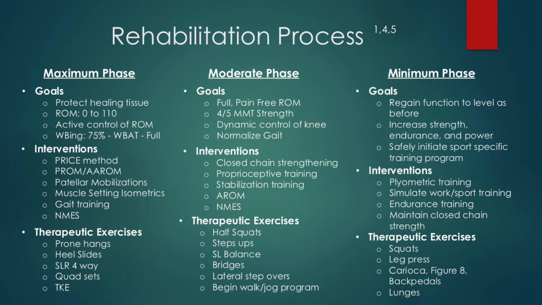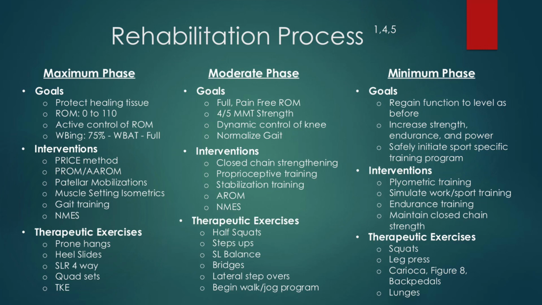Here's typically what a rehabilitation process would look like for an individual with the ACL repair. As we know, there are several protocols out there, and I got this from what seems to be a gold standard, and from our therapeutic exercise book. During the maximum phase of rehab, some of the goals are protecting the healing tissue, and we want to have a range of motion from around 0 to 110.